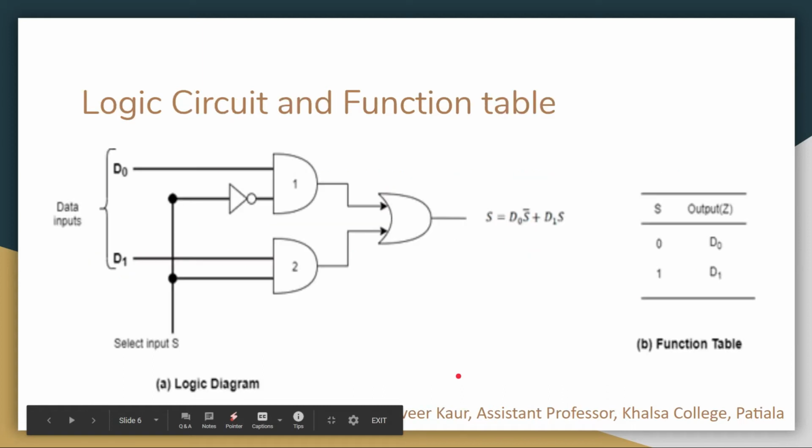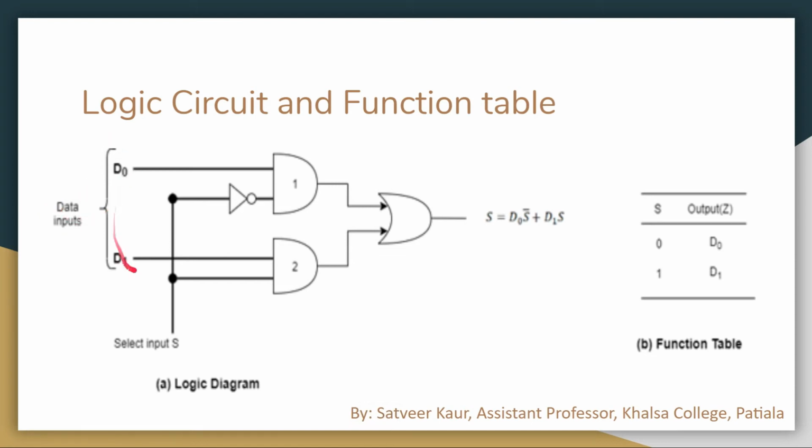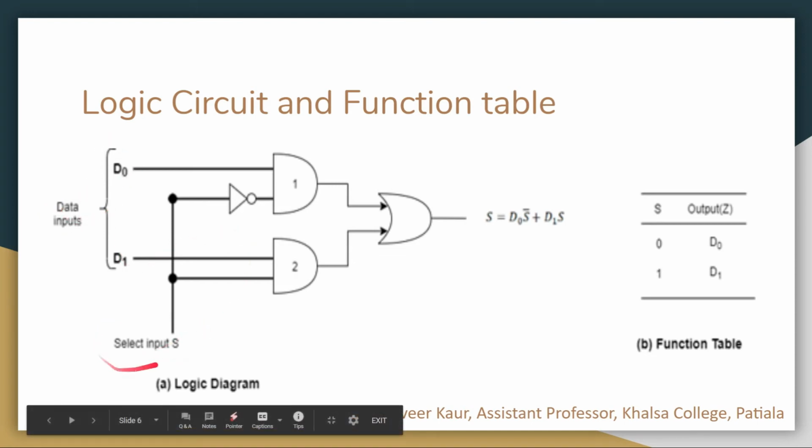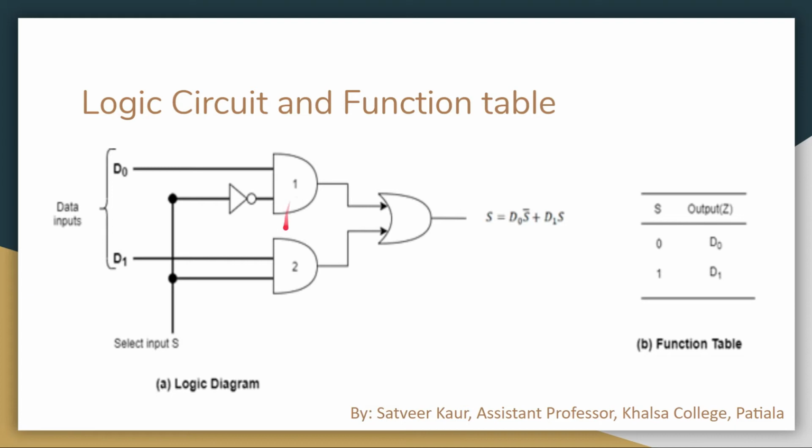Now let's see its logic circuit and its function table. This one is the data inputs D0 and D1. This one is the select input. This one is AND gate 1, this one is AND gate 2 and this is the OR gate, and this is the output. This one is the function table of this multiplexer. If the value of S equals 0, then the D0 input will be directed to the output. If S equals 1, then D1 will be directed to the output.